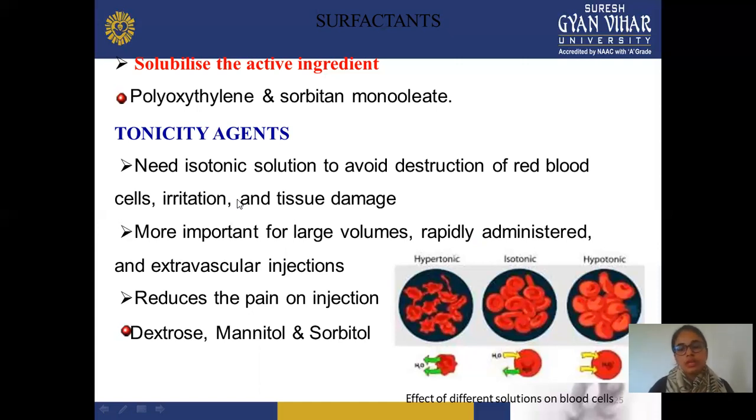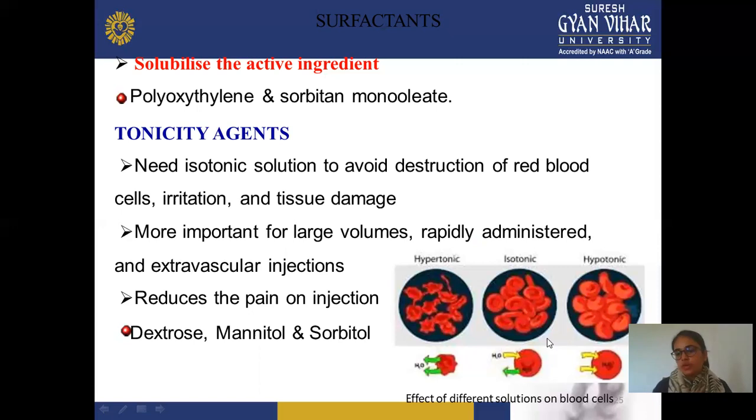Next, it is more important for large volume, rapidly administered and extravascular injection. Means this tonicity adjustment is not necessary for all formulations, but it is very important, or you should maintain this tonicity, for large volume parenterals or rapidly administered types of drug, or extravascular injections also, because they are directly administered or come in contact with your blood. And next is to reduce the pain on injection. The tonicity agent is also used to reduce the pain during administration or during the injection. Examples of tonicity agents are dextrose, mannitol, and sorbitol.